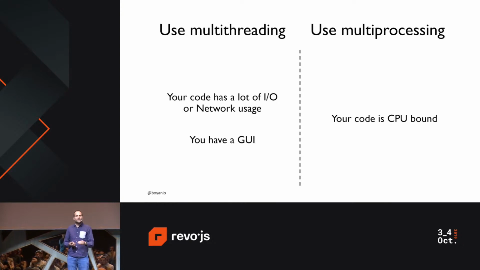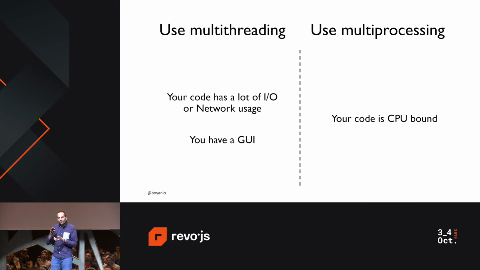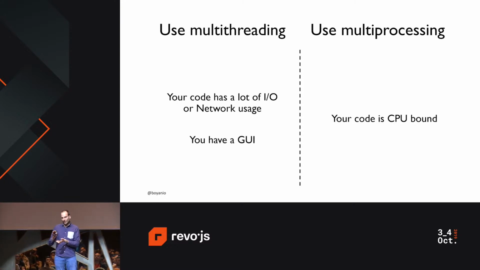In case where you have a really specific CPU-bound computation, there you really want to go for a separate process to do this. And the difference here is that threads are really easy and cheap to create, while processes take a little more to create, but they give you some other things in terms of computation.